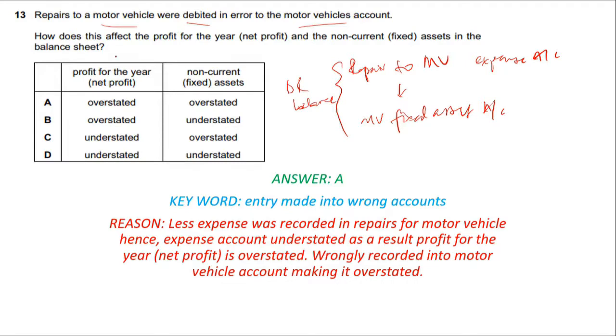Now we look at the question: how does this affect the profit for the year, net profit, and non-current fixed assets? So how does this affect the net profit and the fixed asset?